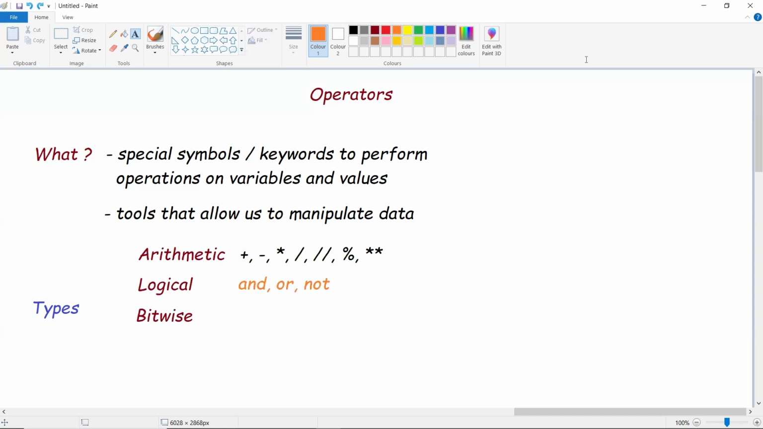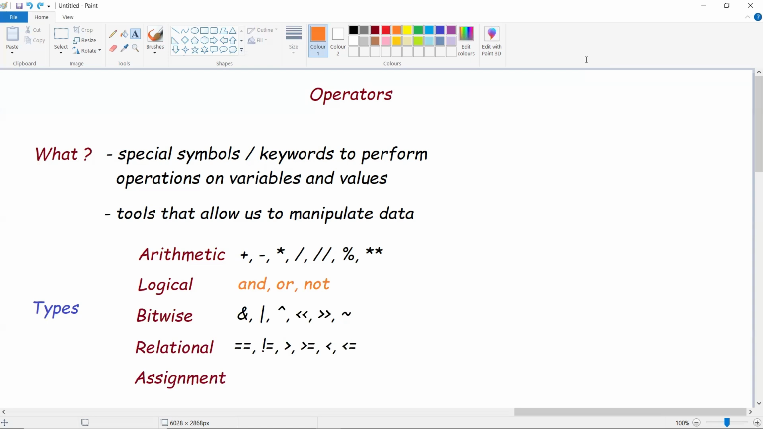Next come bitwise operators. Bitwise operators are very important operators. We have bitwise and, or, bitwise XOR, left shift, right shift, as well as negation. Then we have relational operators. Relational operators are used for comparison. So we have double equals, not equal, greater than or equal, less than or equal.